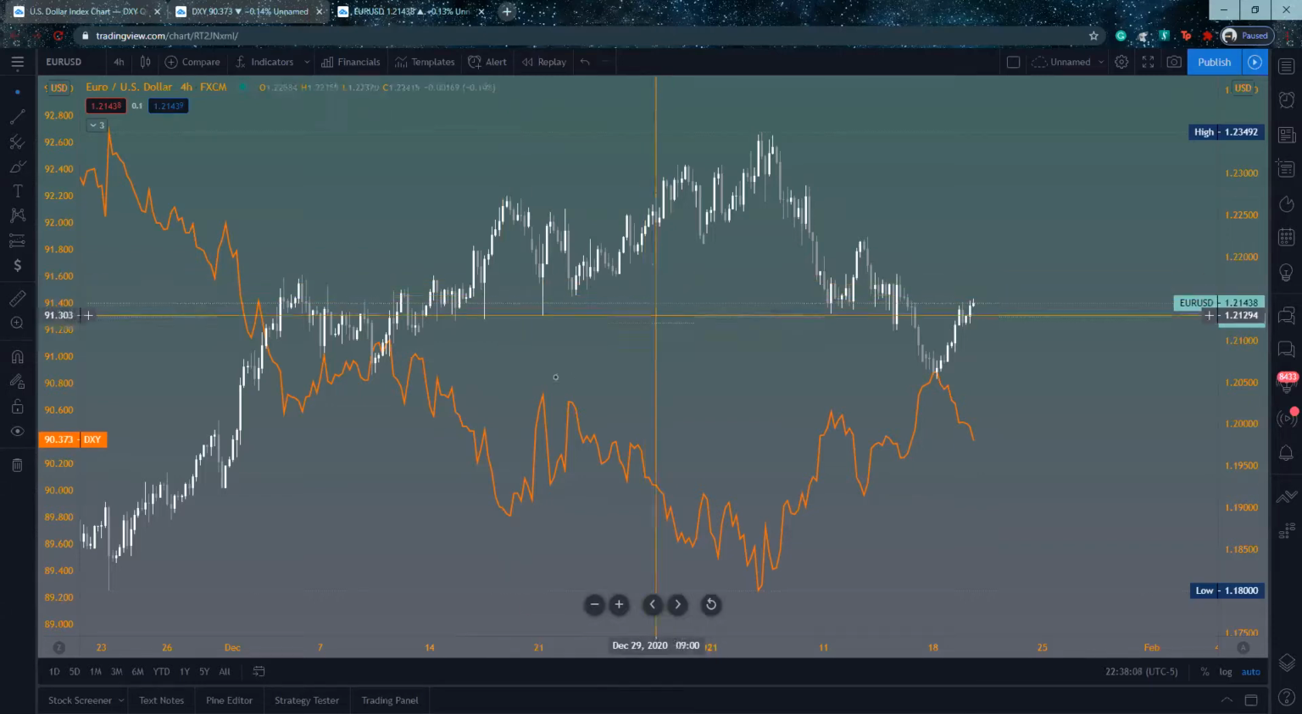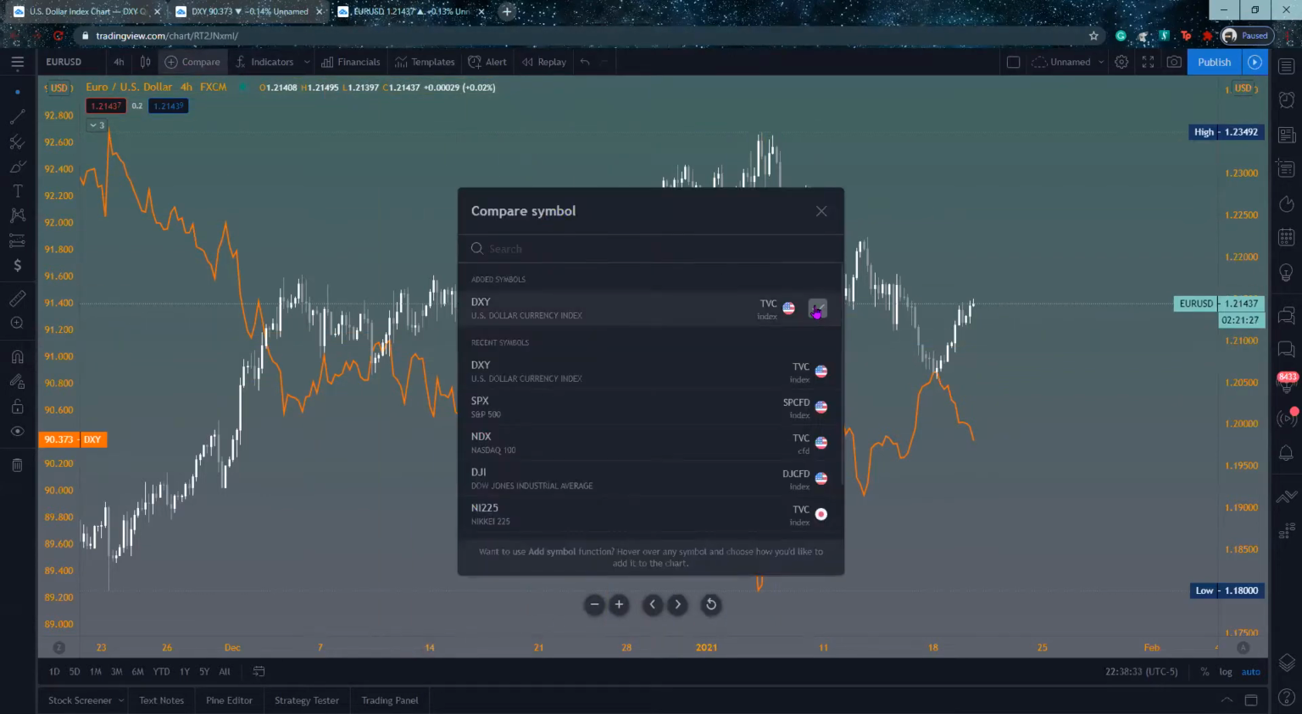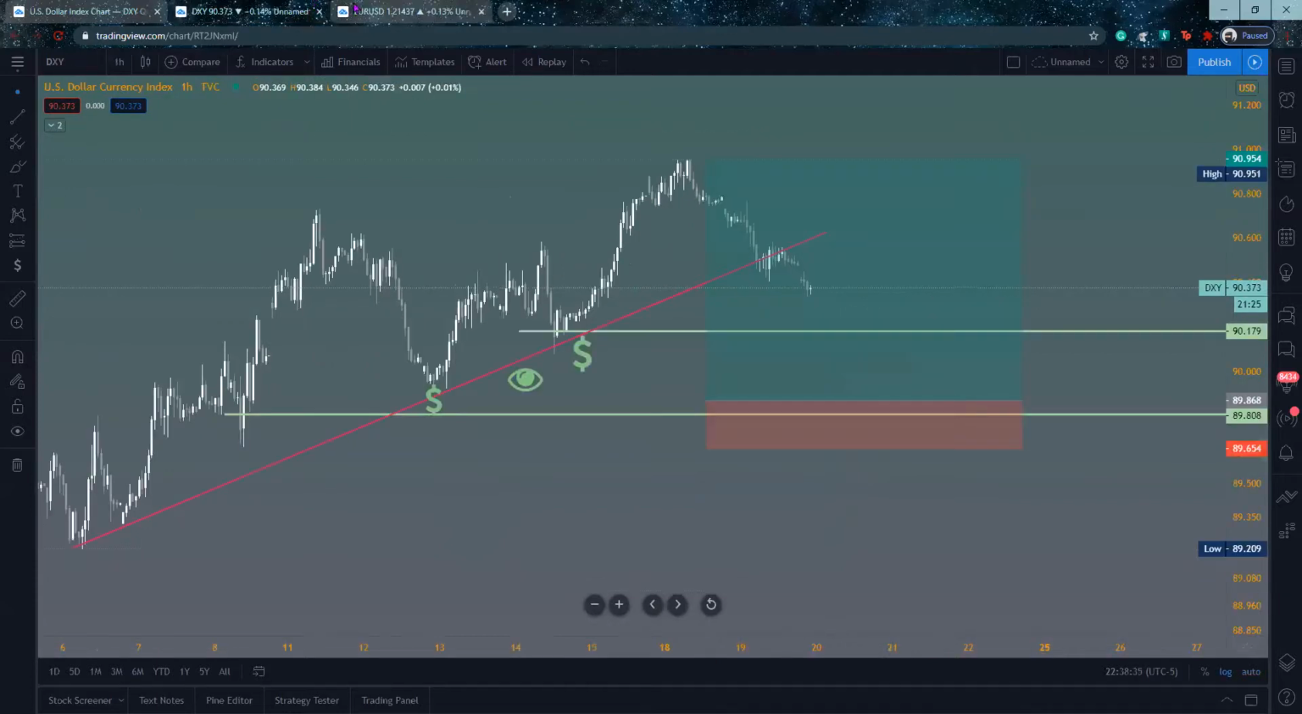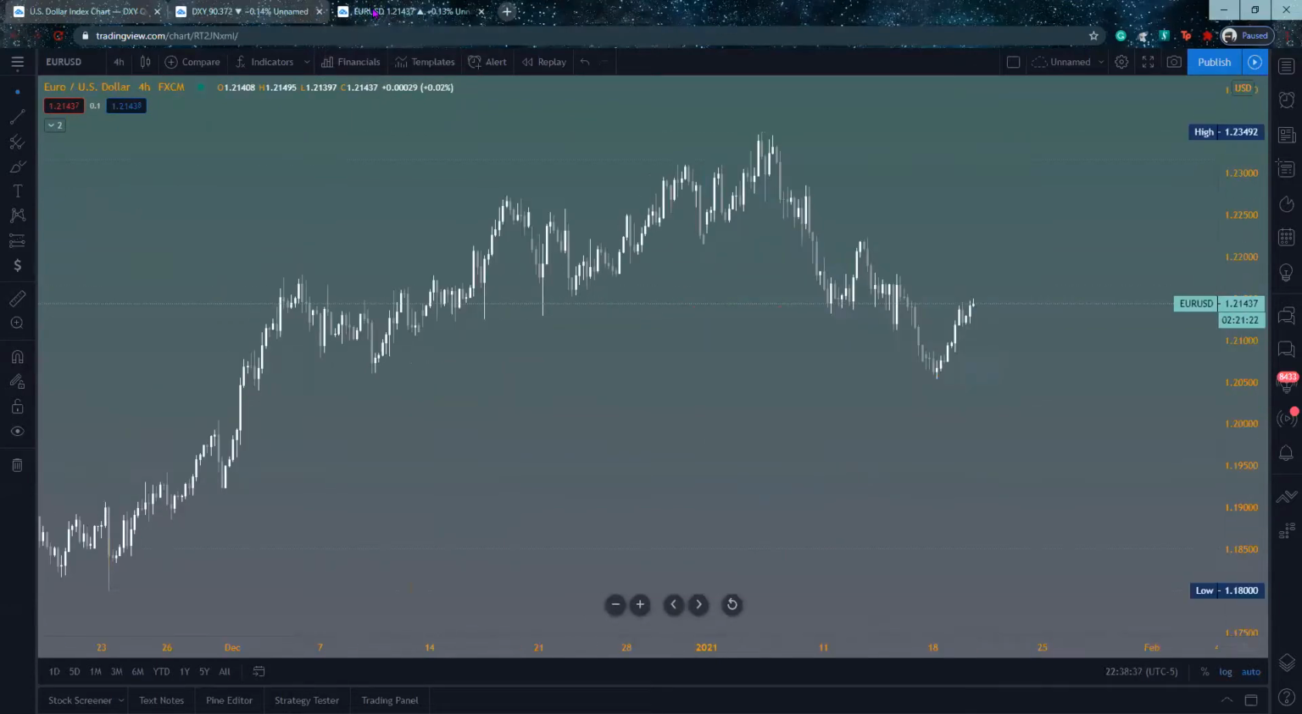So if we look at this, we see that it's almost exactly the inverse, right? The same spike and wick that happens right here also happened right here. The same retracement that happened here also happened here. The same retracement that happens here also happened here, right? So it's inversely correlated. Inversely correlated means that it's the opposite. So what can we assume about this? We can assume that our analysis for the dollar is going to be extremely useful for analyzing the euro.